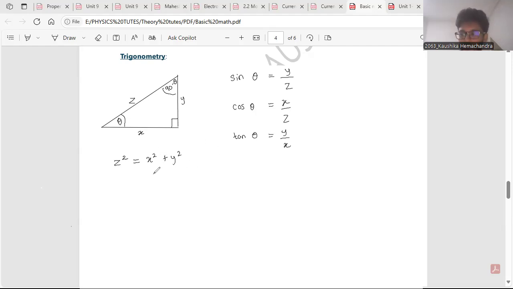How do we write those two? Take these two values. You can multiply sin theta by z, so you get y is equal to z sin theta. And here x is equal to z cos theta. So instead of x and y, we can write x is z cos theta.